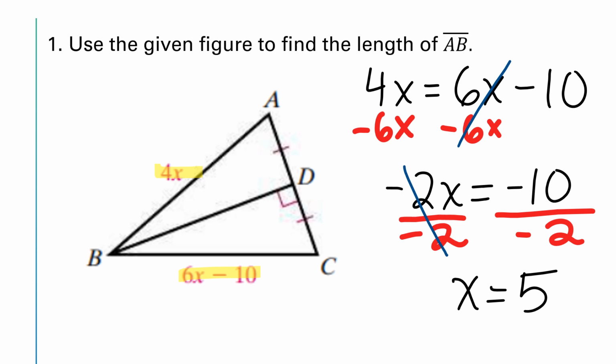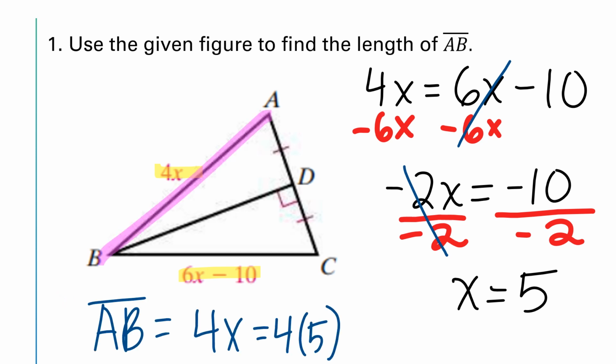So we're looking up here at our line segment AB. That's what they asked us to find, the length of the line segment AB. The length of AB is 4 times x. We know that x is 5, so go ahead and plug in 5. That's going to be 4 times 5. So the length of the line segment AB is 20.